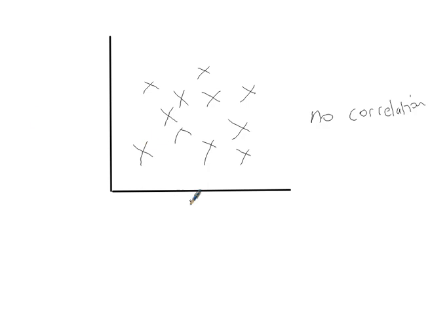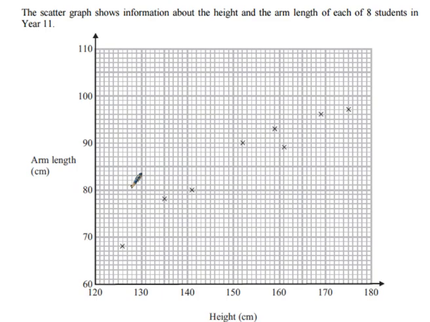It might be shoe size and marks in a maths exam. This person has a shoe size of 6 and scored 20 in the maths test. This person has a shoe size of 9 and also scored 20. So there's no real link between people's shoe size and how they perform in a maths paper. So that's the basics that you need to know before we do the question. So let's look at an exam question.